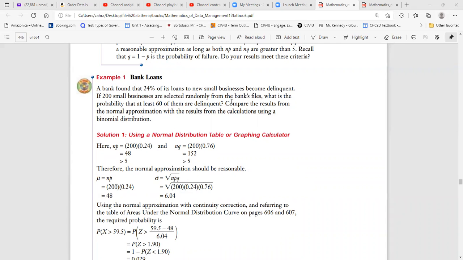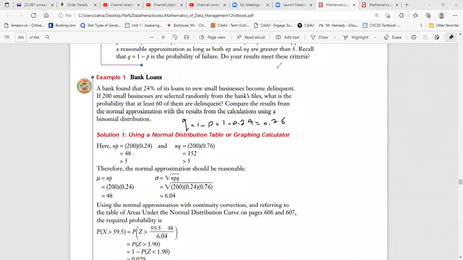Make sure this can be described by a normal distribution. NP and NQ should be greater than 5. So NP: N is 200, P is 0.24, which gives 48, greater than 5. Now NQ. You know how to find Q: you can find it as 1 minus P. 1 minus 0.24 gives you 0.76. So NQ: N is 200, Q is 0.76, gives 152, which is greater than 5. So we can use the normal distribution for that.